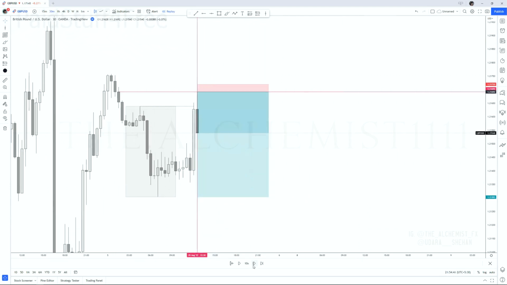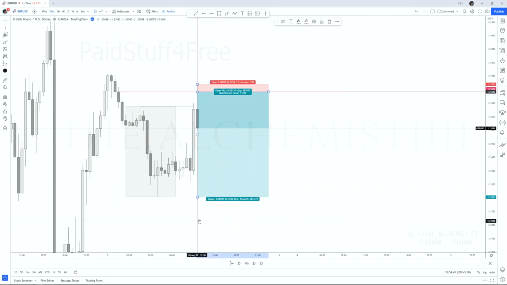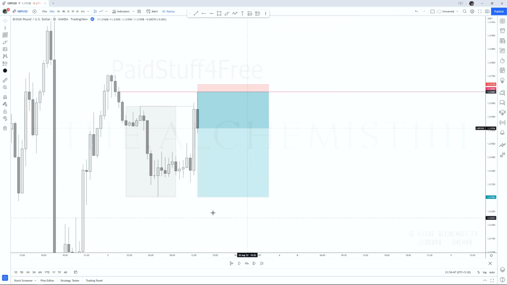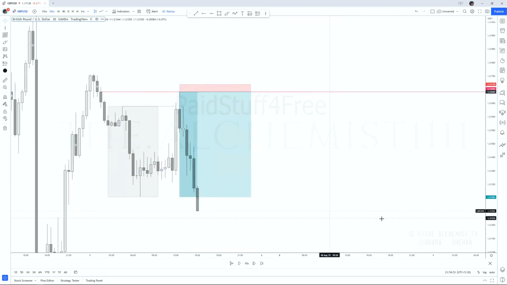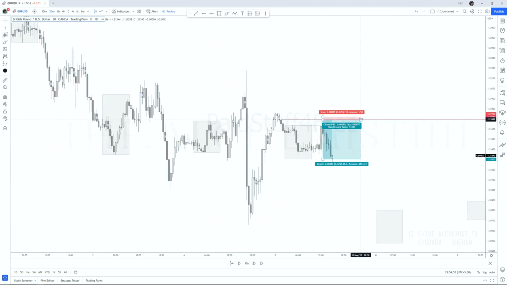What happens? There it goes. Right at 12:30, that is 8 a.m. London time. There we go. A manipulation of Asia, and then comes the drop. See that? Right into the targets. Now you can see the consistency, right? It's the same thing again and again and again.